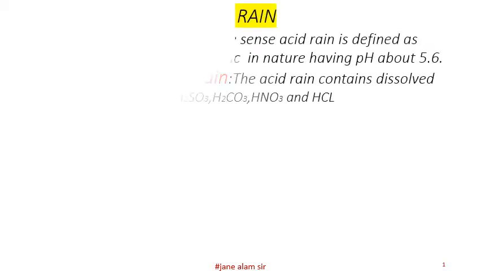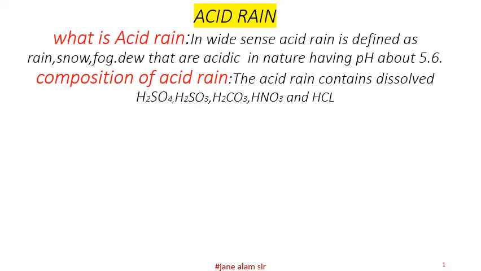Today's topic is acid, base, salt and pH, and the subtopic is acid rain. What is acid rain? The term acid rain was first introduced by Robert Andrews Smith in 1872. Definition: in a wide sense, acid rain is defined as rain, snow, fog, dew that are acidic in nature, having pH about 5.6.